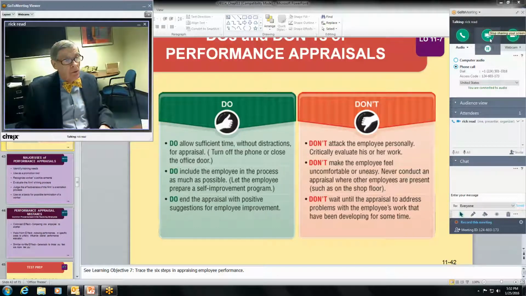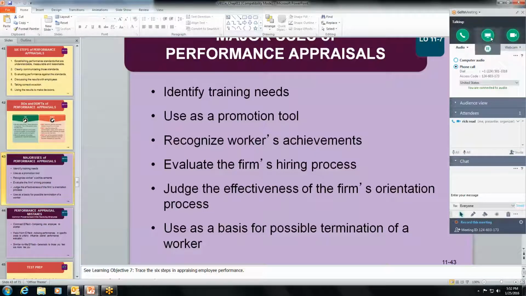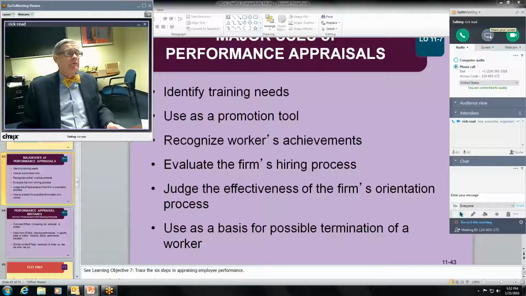And then what you want to do, you want to identify any training needs that person needs, do recognition, and you may evaluate the firm's hiring process, you may not. And then, of course, you can use it as a termination tool.